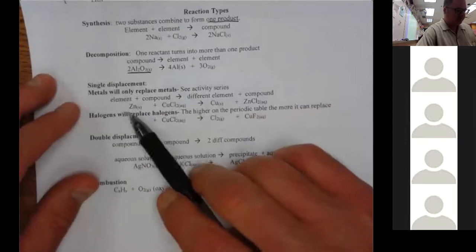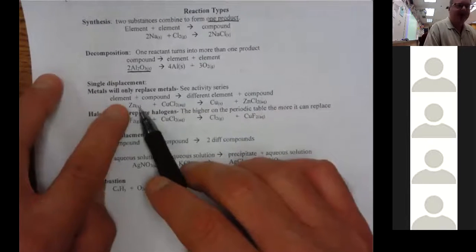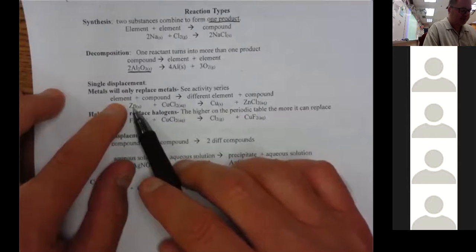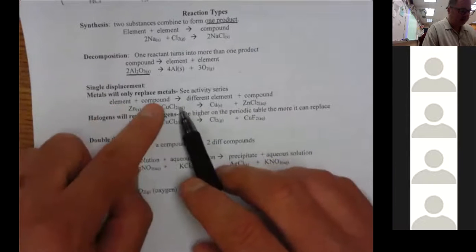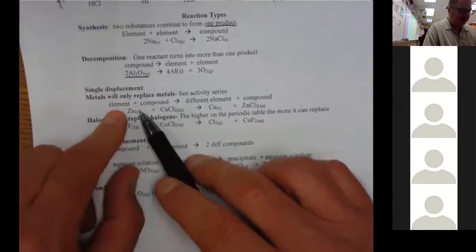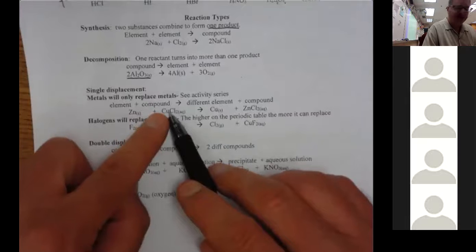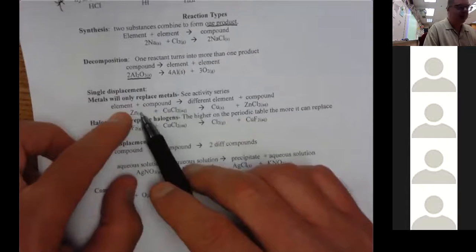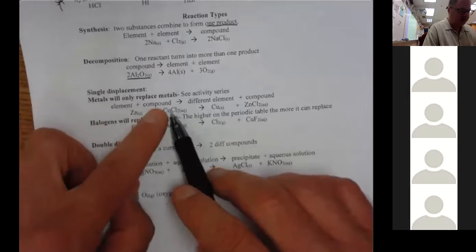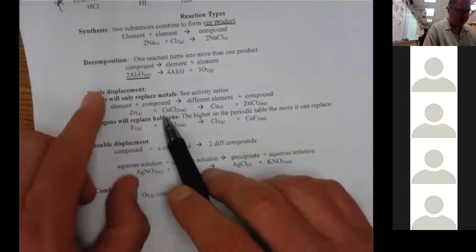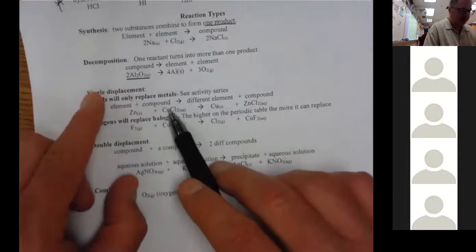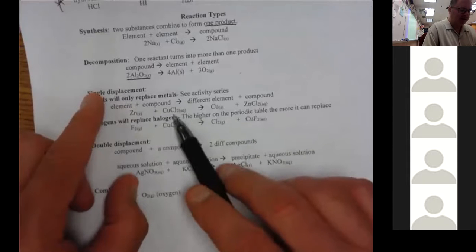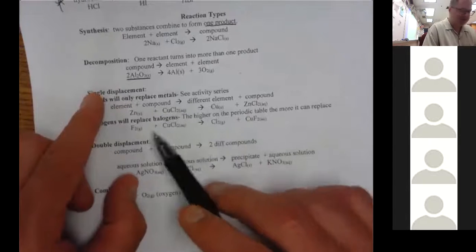Single displacement. Single displacement is when you have an element, which is a single type of atom, and a compound. That element comes in and pushes out an element that's just like it. For example, zinc is a metal, so zinc will push out the metal here and replace it. Then the copper will be alone, and you'll have zinc chloride instead of copper chloride, and copper alone instead of zinc.